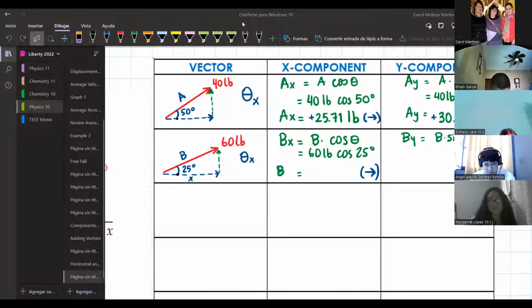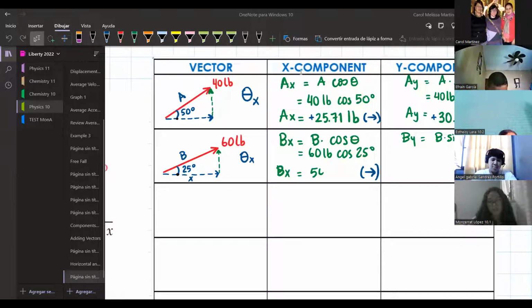How much is this? 54.37, 38. 54.38 rounded. Very good. Yes, Angie, very good. 54.38, and these are pounds. And we already know that because it's going right, it is positive.